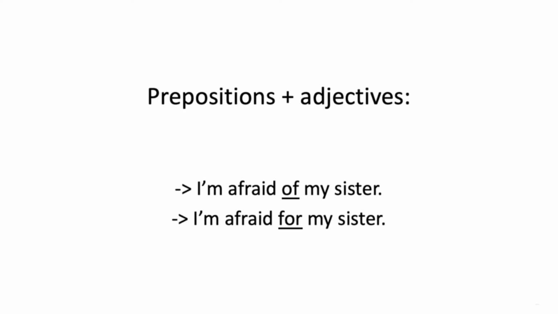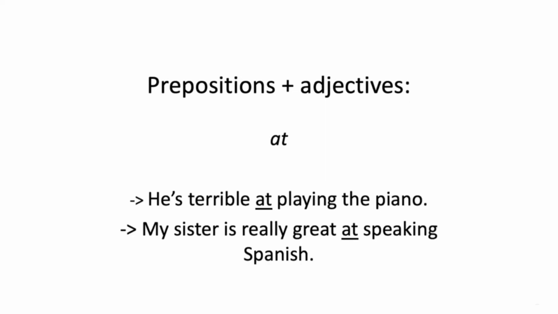Now remember, these are only certain examples of prepositions that can be used with these adjectives. At. We use at to talk about skills and abilities with adjectives like good, bad, fantastic, horrible. For example, he's terrible at playing the piano. This means he is not very good at playing the piano.